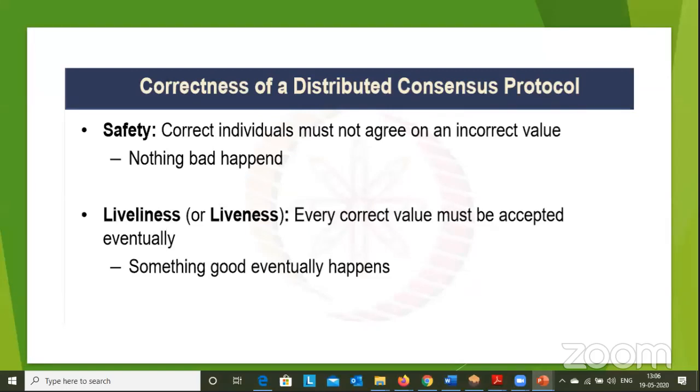What is meant by safety? In the blockchain network, correct individuals must not agree on an incorrect value. Nothing bad happens. And liveness means every correct value must be accepted eventually. Something good eventually happens. In order to ensure safety and liveness, we need a consensus.